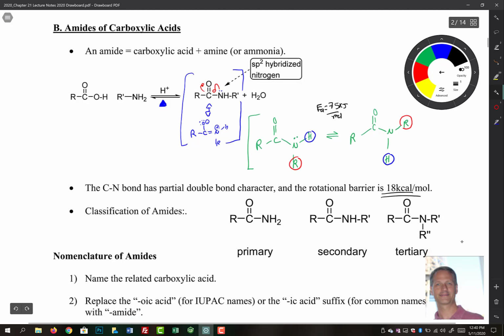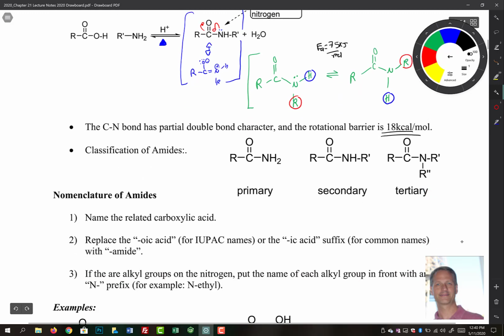Now, amides can be classified into primary, secondary, or tertiary, depending on the number of R groups that are attached to that nitrogen. So they're all going to have one, right? That's what makes the amide. So you have a primary, here you have a secondary, and then here you have a tertiary.